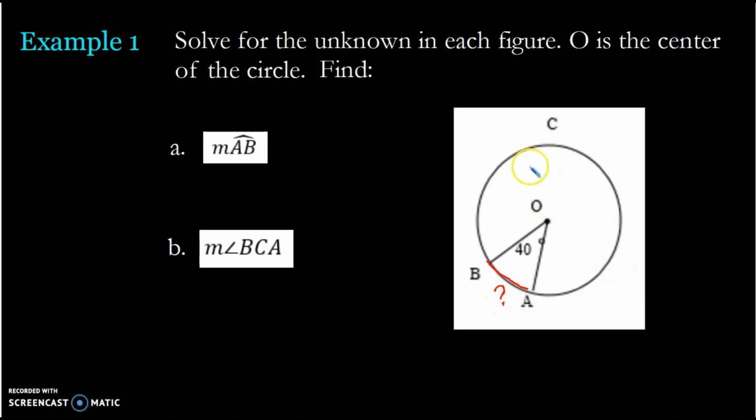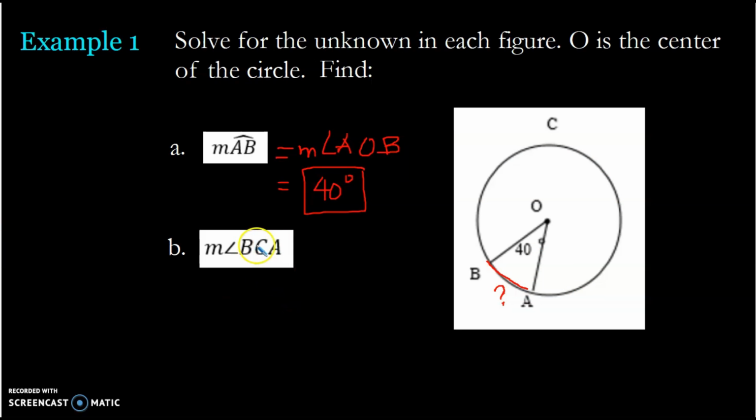How are we going to solve for it? Ano ba ang relationship ng central sa intercepted? Isn't it that they are equal? Yes, you're right. So, it's equal to the measure of angle AOB. Since angle AOB is 40 degrees, then we write 40 degrees here also. So there you have it.